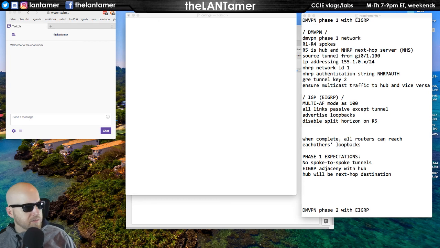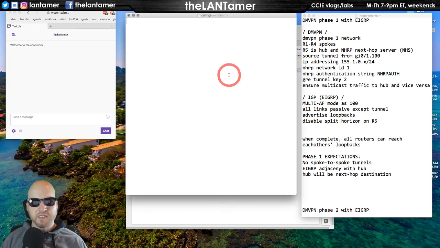Yeah, so we're going to try to lab this out. Hopefully we can lab it out. Hopefully this is going to work. If it doesn't, then we're going to have to resort to something like using EVE-NG. Let's do that another time.